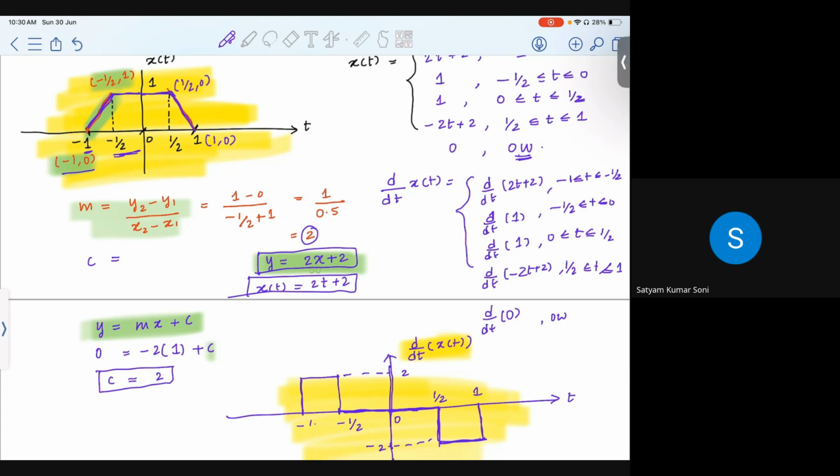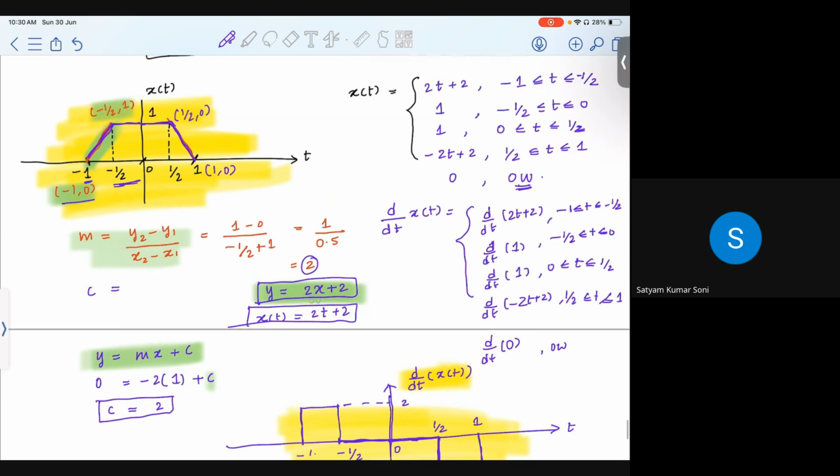Even differentiation you can follow the same way. Suppose you're asked to find the integration of the signal, even it's a similar way. Integration is a very important operator when you have to find the energy and power of the signals, right? So this is the procedure you use to find the energy or power of the signals. Try to represent the given signal in parts and then integrate it part by part.